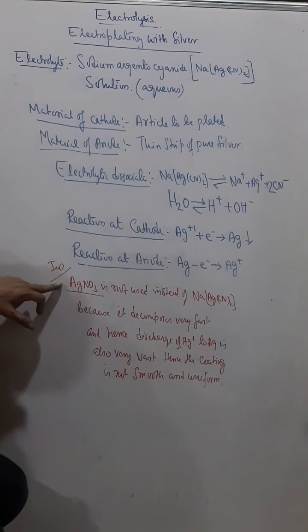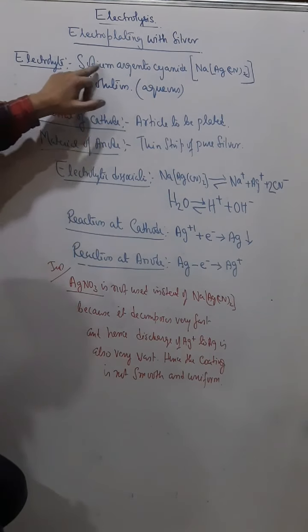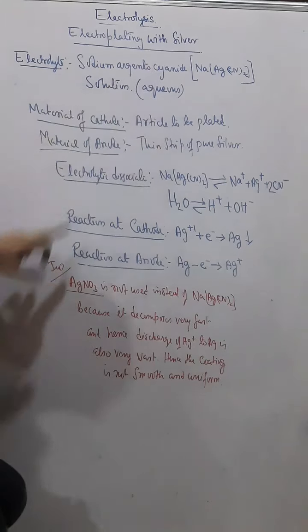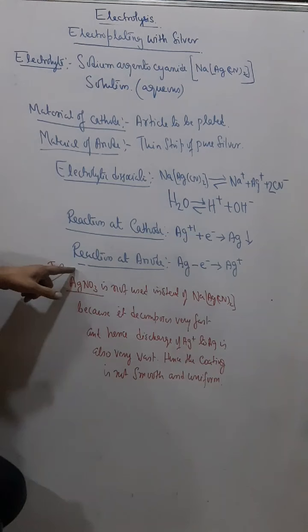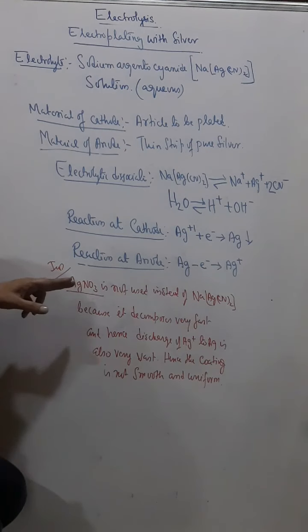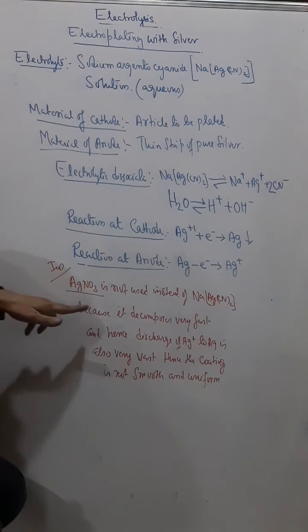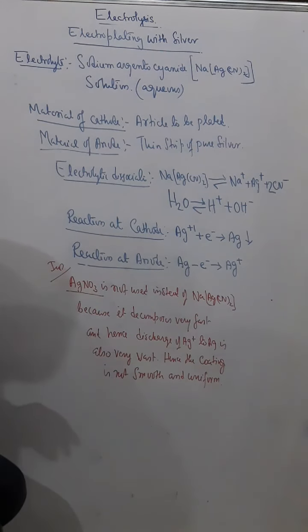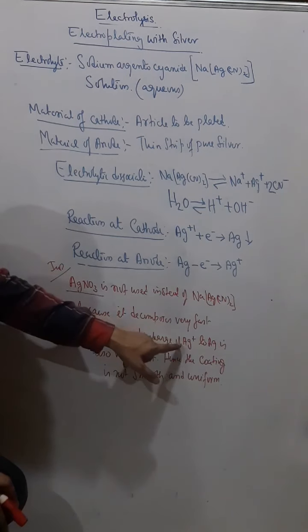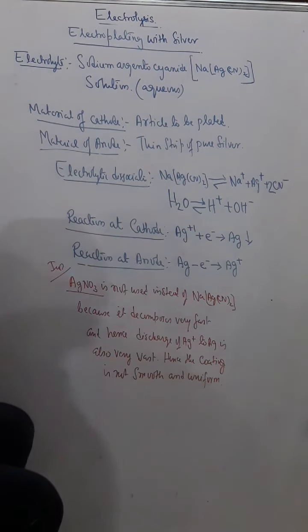But sometimes this important question comes: why do we use this complex salt, sodium argentocyanide? We can also use silver nitrate, because silver nitrate also splits and will give you Ag plus and NO3 minus, so we can get Ag plus there also. But why do we use this? Now the thing is that when electricity is passed in AgNO3, it decomposes very fast, and since it decomposes very fast, Ag plus also deposits very quickly.